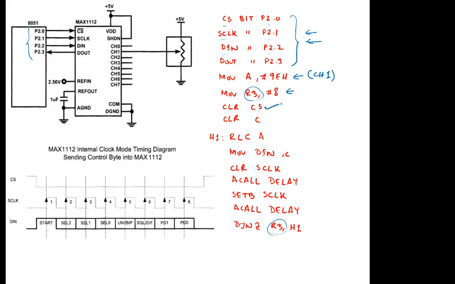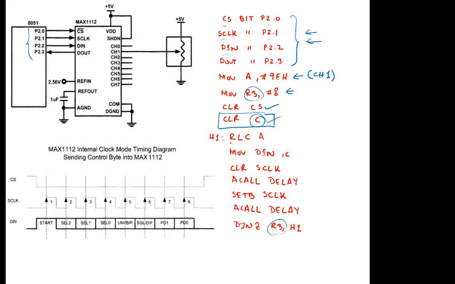Then we clear CS. We know that CS needs to be cleared to activate this chip. So we are clearing the CS and we are clearing the carry. Why are we clearing the carry? Because this is a serial input or serial output, right? So if you want to send in data serially or output serially, you obviously need to use this carry flag. So this is a very important step. You need to make sure that your carry is cleared at the very beginning.